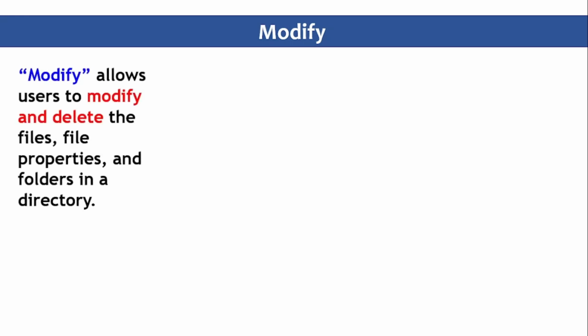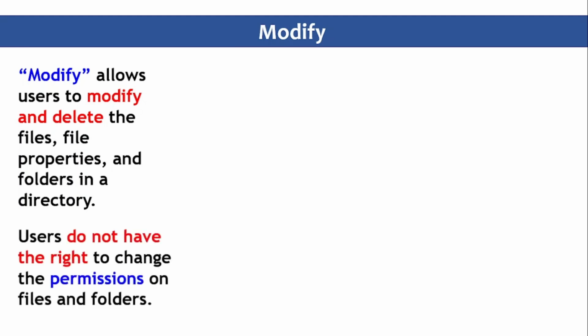The next permission is modify. Modify allows users to modify and delete the files, file properties and the folders in a directory. The users do not have rights to change the permissions on the files and the folders. Just like full control, users don't have the rights to change the permissions.